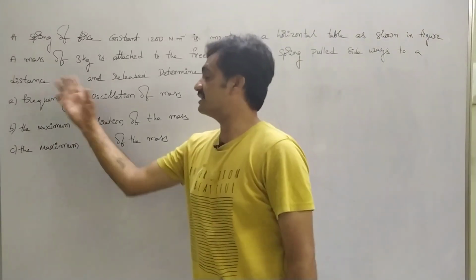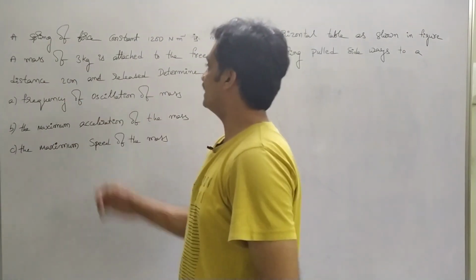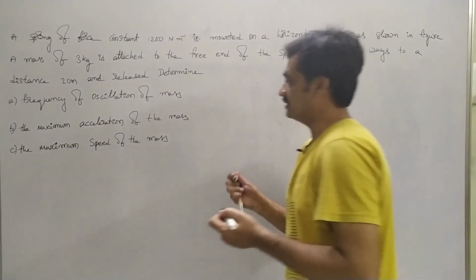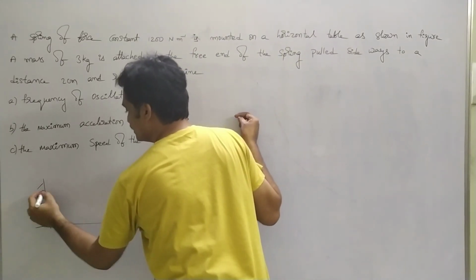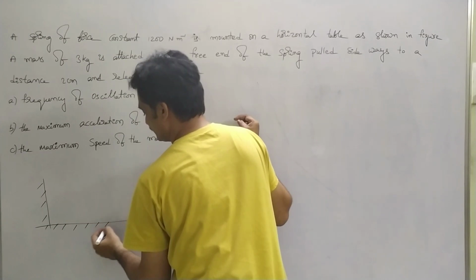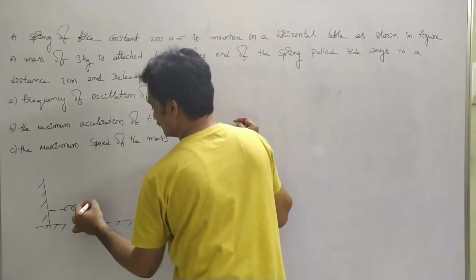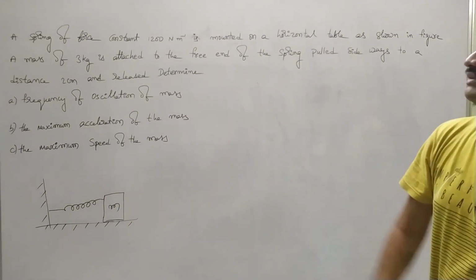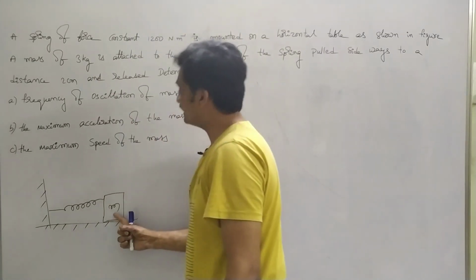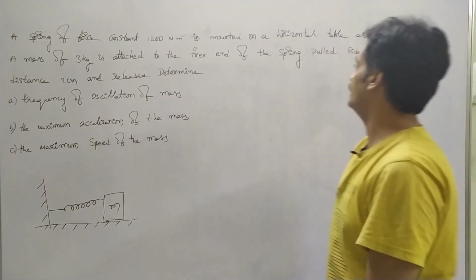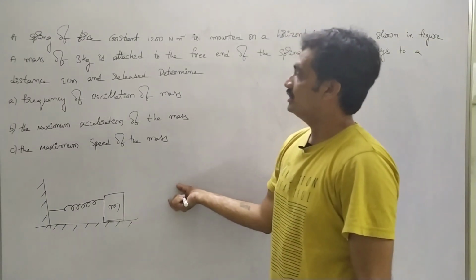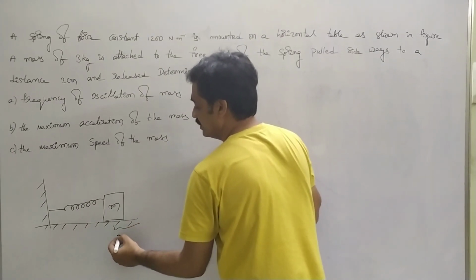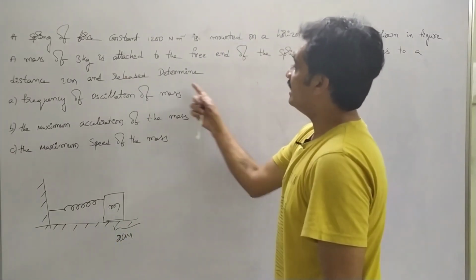Let's solve a numerical based on this spring mass system. Here observe that a spring of force constant 1200 Newton per meter is mounted on a horizontal table as shown in figure. A mass of 3 kg is attached to the free end of the spring, pulled sideways to a distance of 2 centimeters and released.